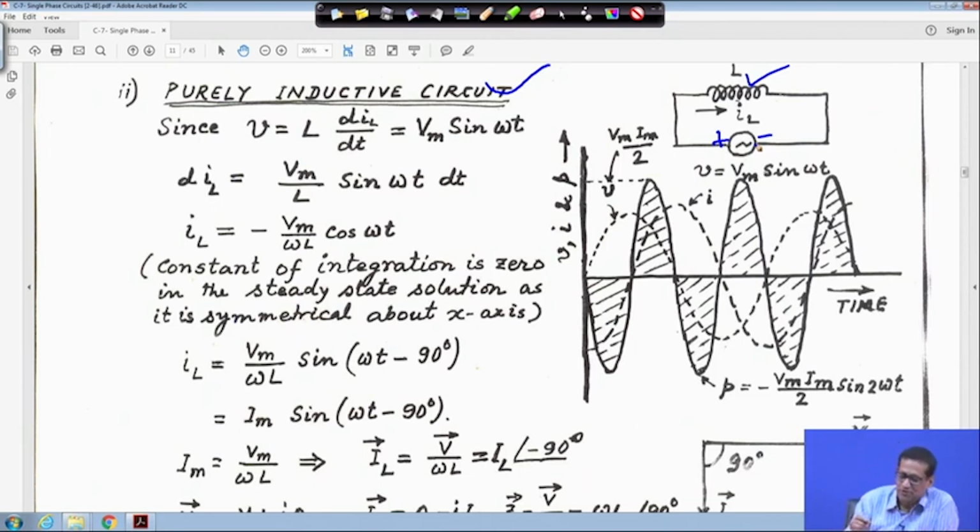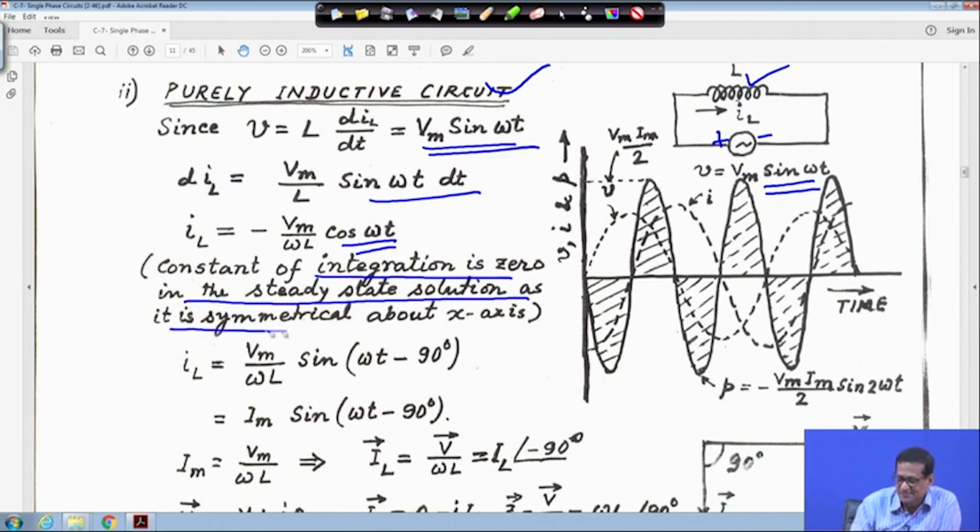In that case we know that V is equal to L into dIL by dt, and it is given that V is equal to Vm sin omega t. So, L into dIL upon dt is equal to Vm sin omega t, right. Therefore, dIL is equal to Vm upon L sin omega t dt. If you integrate, you will get IL is equal to minus Vm upon omega L cos omega t, right. The constant of integration is 0 in the steady state solution, as it is symmetrical about the x axis. So, there is no constant of integration, and it is simply IL is equal to minus Vm upon omega L cos omega t, right.